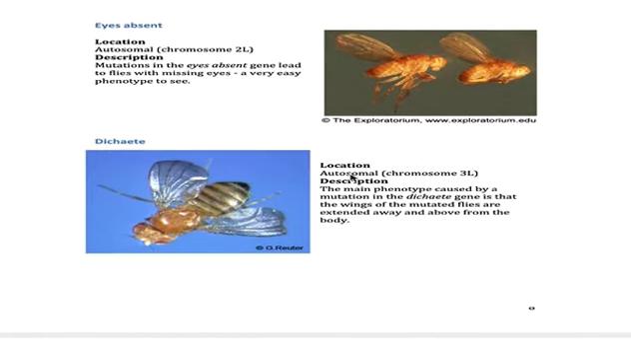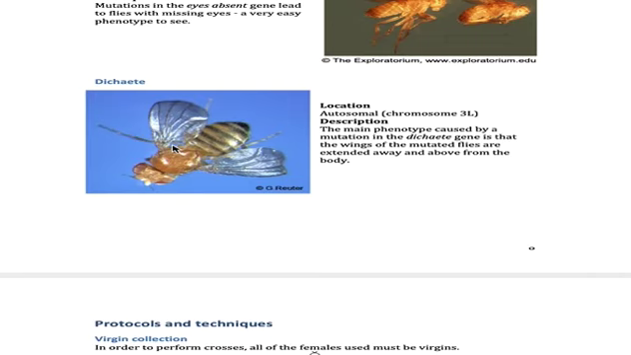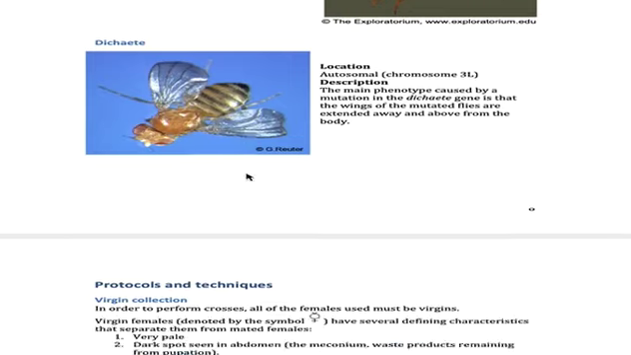The Dihybrid are a trait in which their wings are extended above and away from their body. This is very different from a lot of the insect phenotypes, so it's quite notable. Of course, we also have the vestigial winged phenotype. This is one in which the wings do not fully develop. So you can imagine that there would be very small wings here.